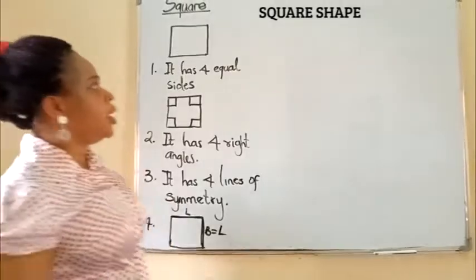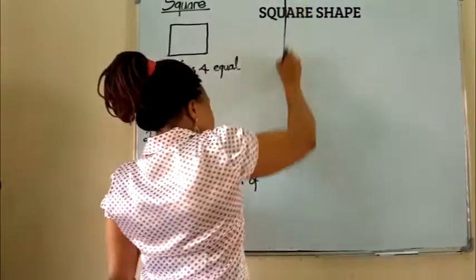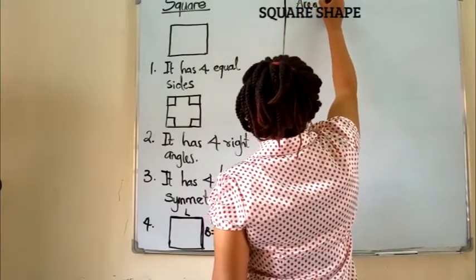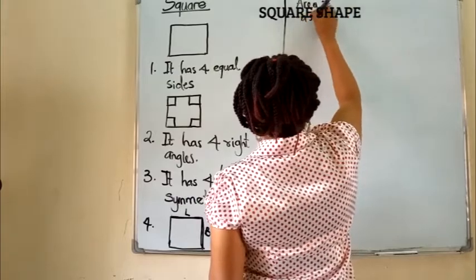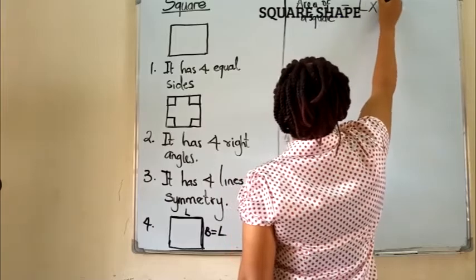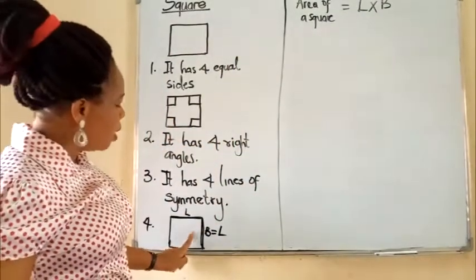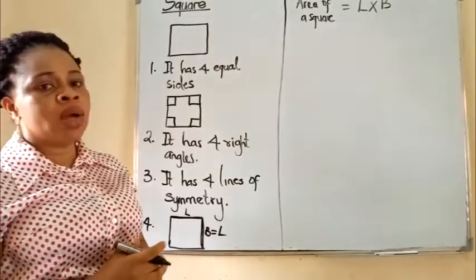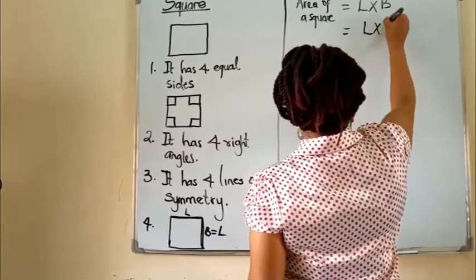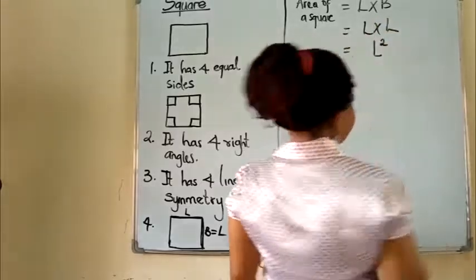So to write the area of this shape, area of a square, which will give us length times breadth. But in this case, the breadth is equal to our length. So we'll say it is equal to what? Length times length. And length times length can also be written as what? Length squared.